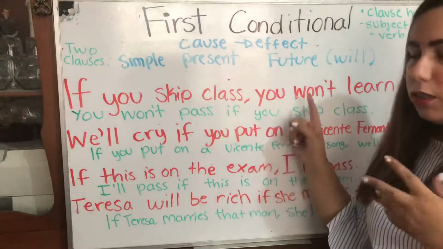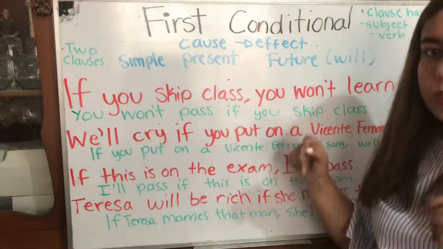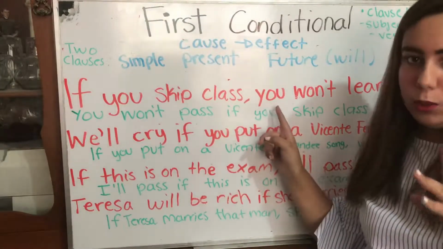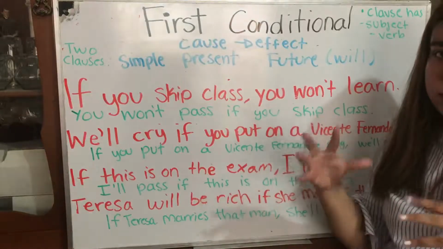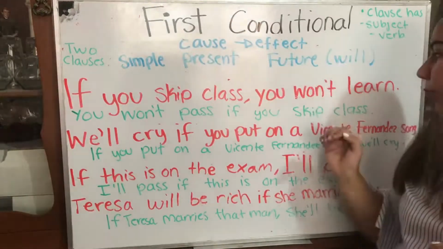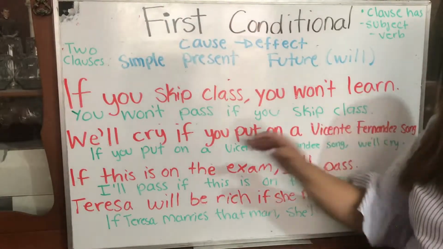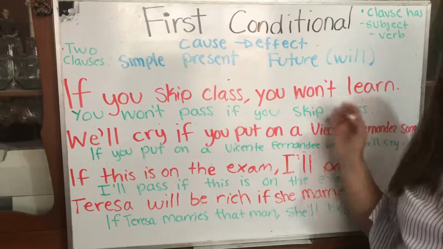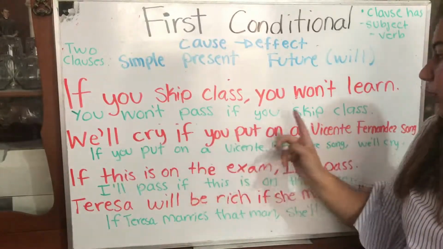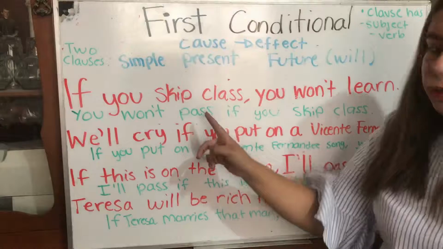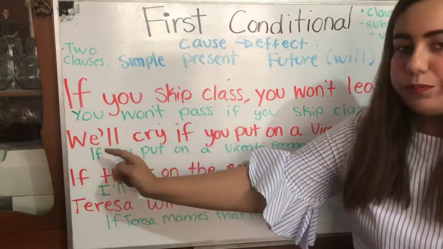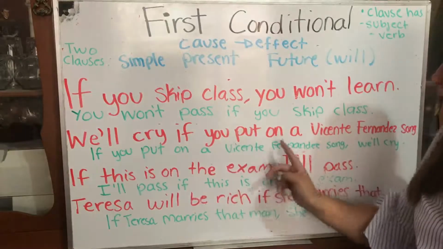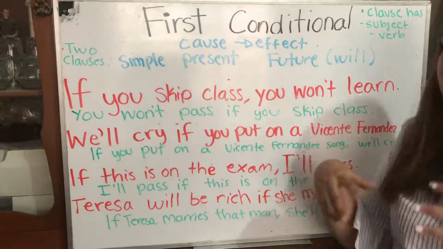Y en la clause number 2, que es el efecto, tenemos el sujeto you, el verbo modal won't, will not, que es forzoso, y el verbo en forma base learn. So if you skip class, you won't learn. Lo mismo, you won't pass if you skip class. Perdón, aquí puse pass en vez de learn, pero pues lo mismo, la misma idea. Ok. We'll cry if you put on a Vicente Fernández song.